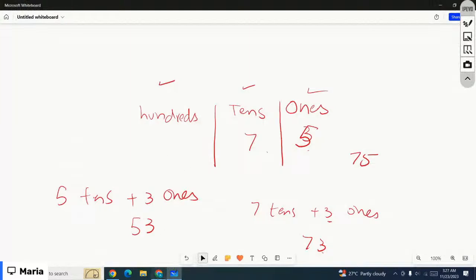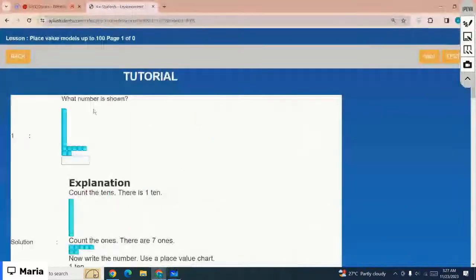Okay, which number is shown, right? You can see the big one, the one complete line with 10 small blocks represents the 10, right? And the single squares represent the ones. So you have to count them. 1, 2, 3, 4, 5, 6, 7. You have 7 ones and 1 ten.